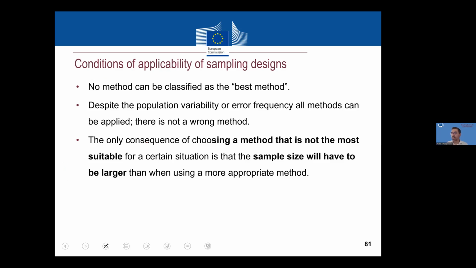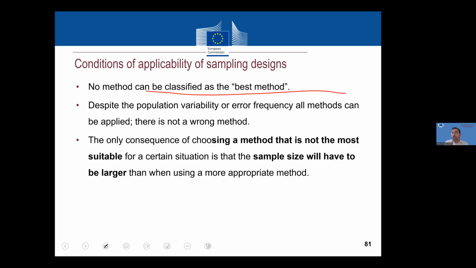Some additional notes for you. It's important to state there is not a universally best method. There is not such a thing as a method that is superior to the others. We cannot state that MUS is better than simple random sampling. It depends on the population characteristics.